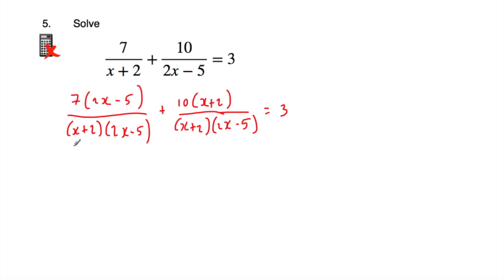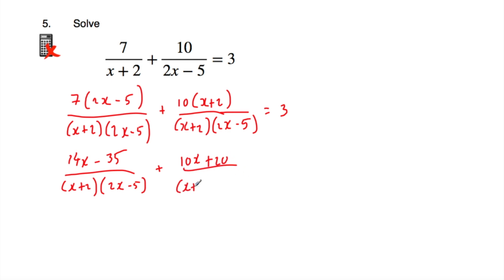7 multiplied by 2x would be 14x. And then we've got 7 times minus 5, so that's minus 35. And then that's all over x plus 2, 2x minus 5. And then in terms of the second fraction, we're multiplying both of these things in the brackets, the x and the 2, by 10. So 10 times x is 10x, and then 10 times 2 would be plus 20. And then we've got our denominator of x plus 2, and then in brackets 2x minus 5. And then that all equals 3.